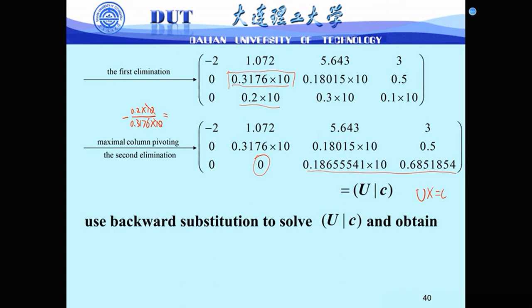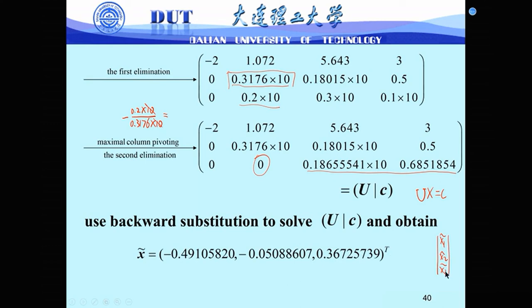Ux equal to C. Then we can obtain, okay, please practice by yourself. X tilde, denoted by X tilde. Okay, 3 numbers, minus 0.49 and so on. Okay, minus 0.05 and so on. 0.36 and so on. Okay, T means transpose because the X tilde is X1 tilde, X2 tilde, X3 tilde. Tilde means approximate numbers, right?